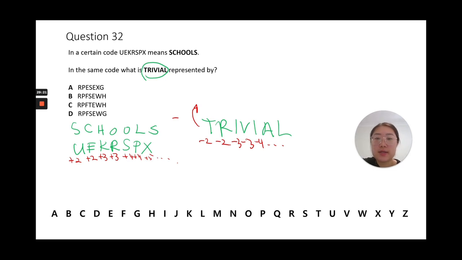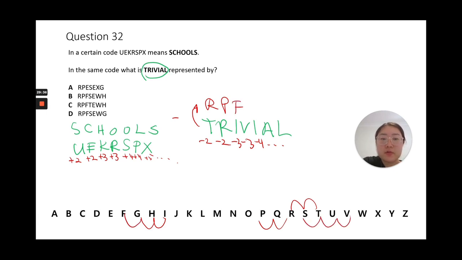So T minus 2 is R, minus 2 is P, I minus 2, minus 3, sorry, is F, V minus 3, 1, 2, 3 is S, and so on. Okay, you can figure out the rest. The answer here will be D.